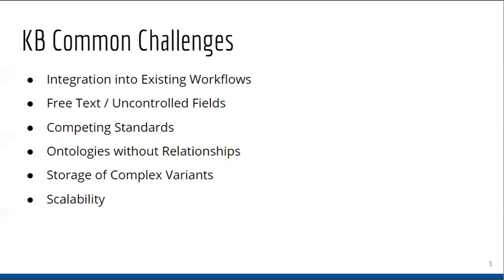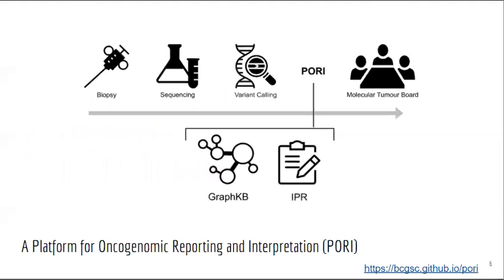These unsolved challenges were the motivation for us to develop our platform for oncogenomic reporting and interpretation, also known as CORI. This platform consists of two major components, a graph knowledge base, GraphKB, and a reporting application, Integrated Pipeline Reports, or IPR. Today, we will focus on the graph knowledge base aspect.